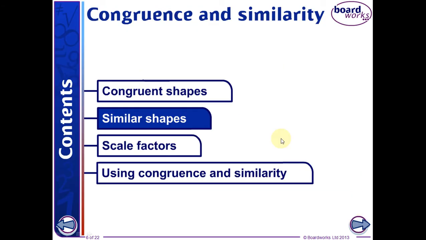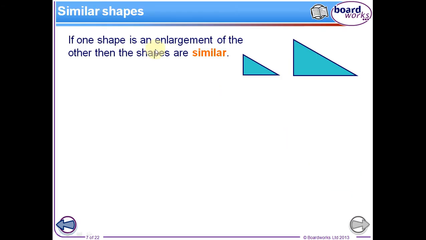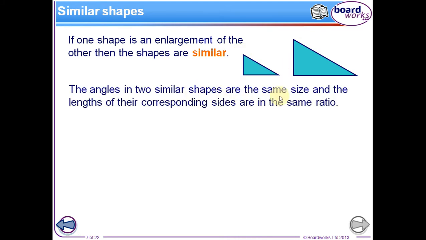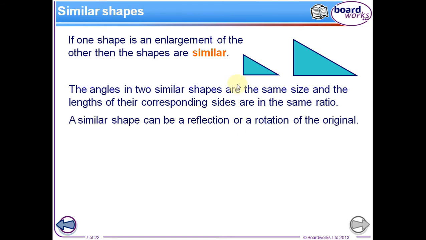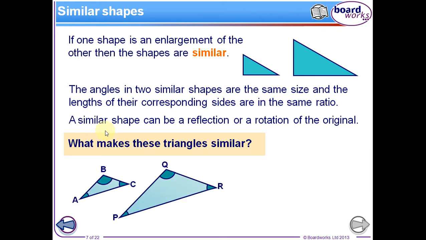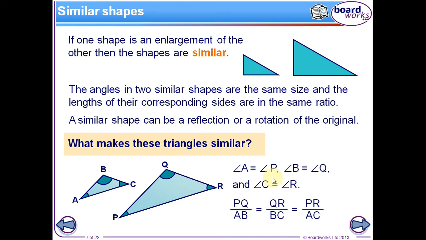Okay, similar shapes. If one shape is an enlargement of the other, then the shapes are said to be similar to each other. Don't forget that in similarity, the angles remain the same, but the dimensions could vary. So the angles in two similar shapes are the same size and the lengths of their corresponding sides are in the same ratio. The same ratio does not mean that they have the same dimensions. A similar shape can be a reflection or a rotation of the original shape, and that's what makes this triangle similar. The angles correspond and the ratio of the sides is also the same.